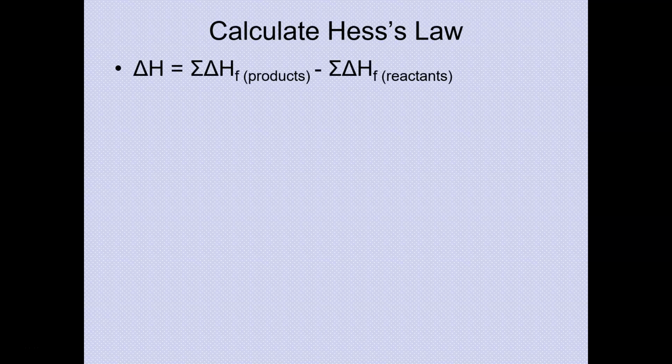So the official formula is delta H equals sigma delta HF products minus sigma delta HF reactants. And that seems really scary, I know. And you're like, Miss Hinkson, I don't know what that means. But it's really not that bad.